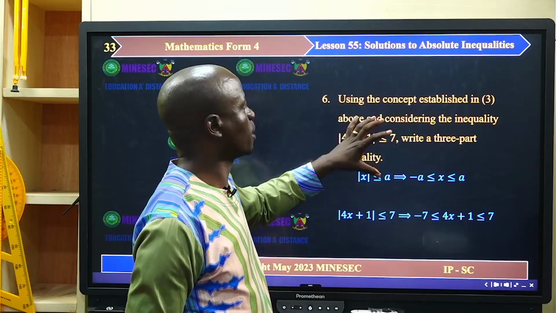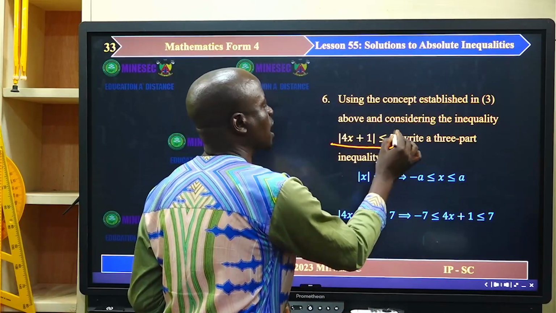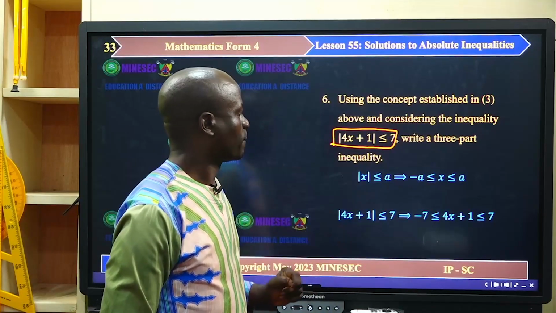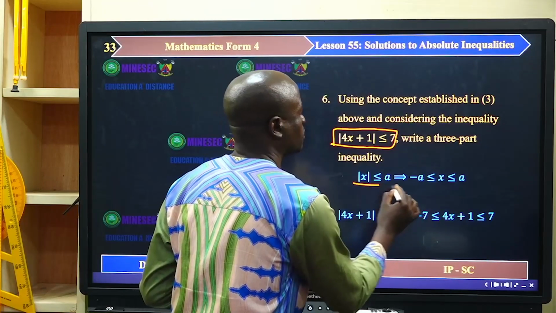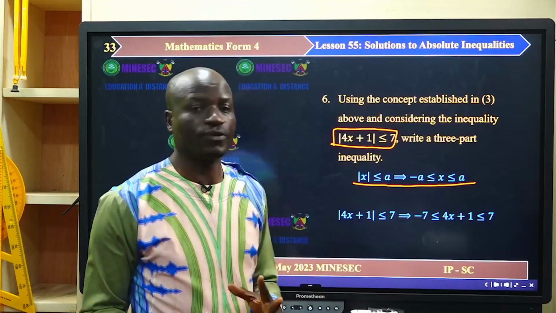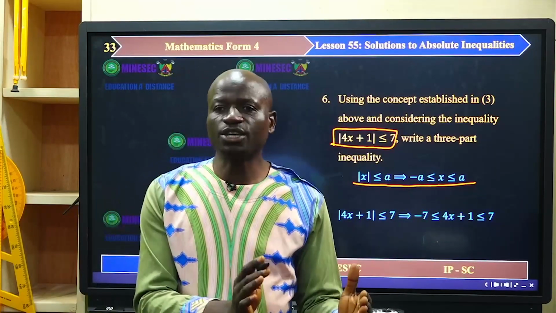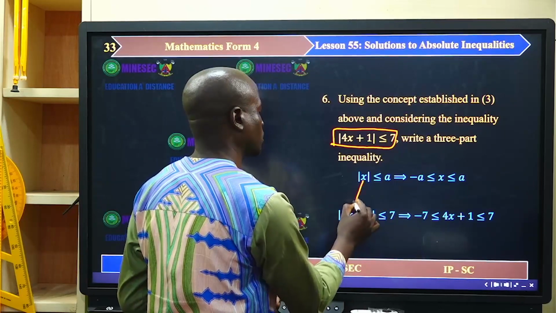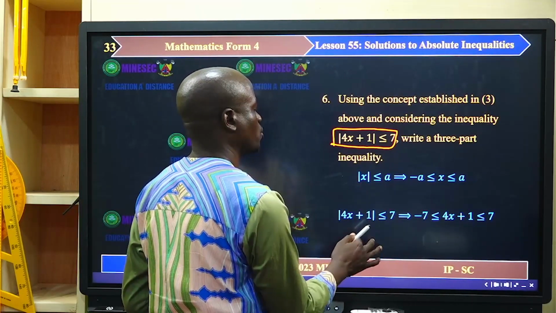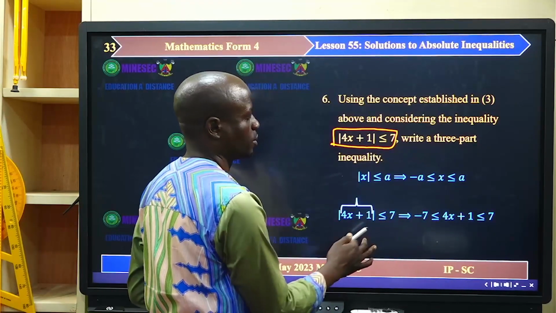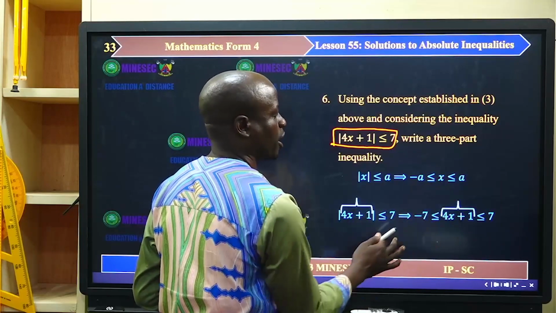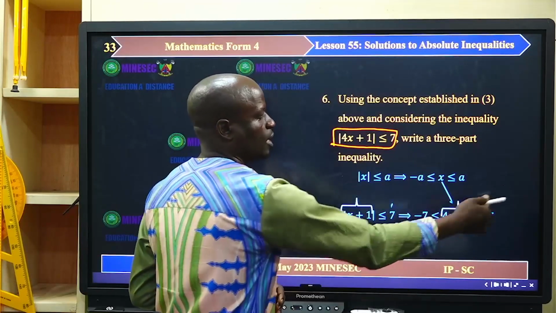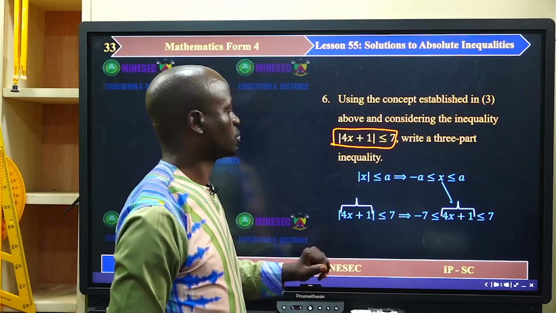Then, let's use now that concept to solve this inequality: absolute value of 4x plus 1 is less than or equal to 7. Here, let's first use this example that we have already seen. The absolute value of x is less than or equal to a implies that negative a is less than or equal to x, less than or equal to a. So this x can represent 4x plus 1. Then we replace x by it, and our a is 7. So instead of negative a, we have negative 7, and a is replaced by 7.